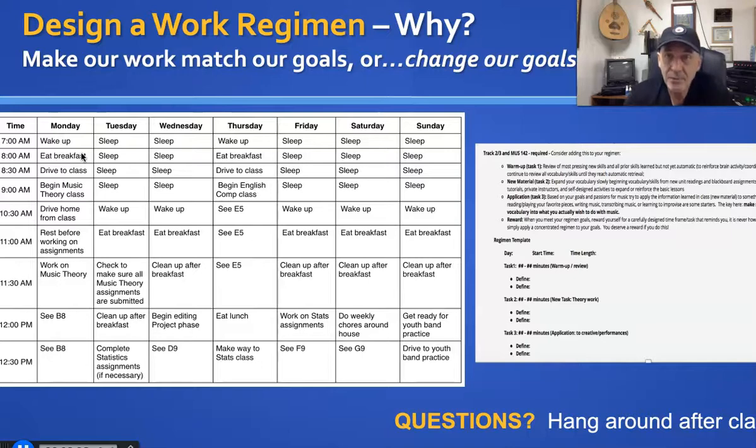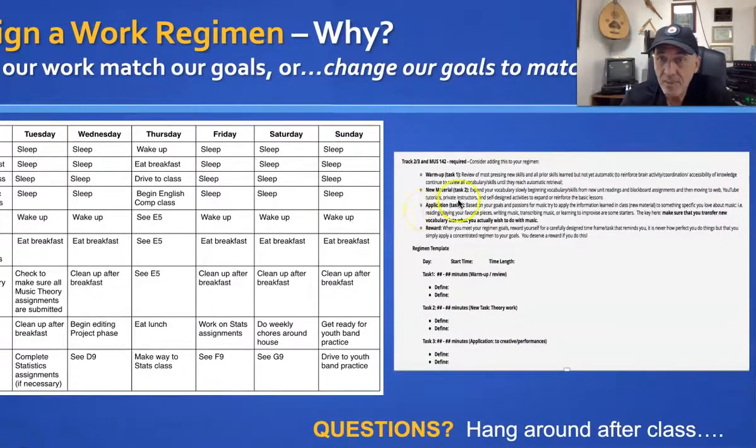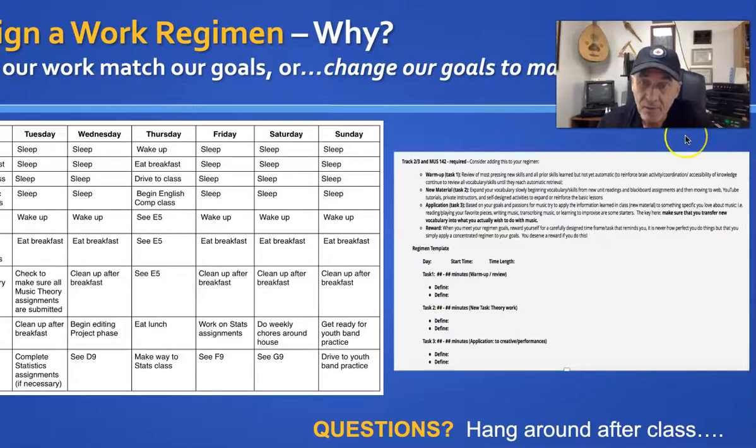And then the actual regimen would look something like this. It would have a warm-up task. It would have the introducing of new materials. So in the case of music theory, it would be doing your homework first, and then applying those new materials to your life, to the way you're dealing with music. And that application is the actual practicing of music and practicing of the discipline. And so that's what we want to eventually get to, and then rewarding ourselves.